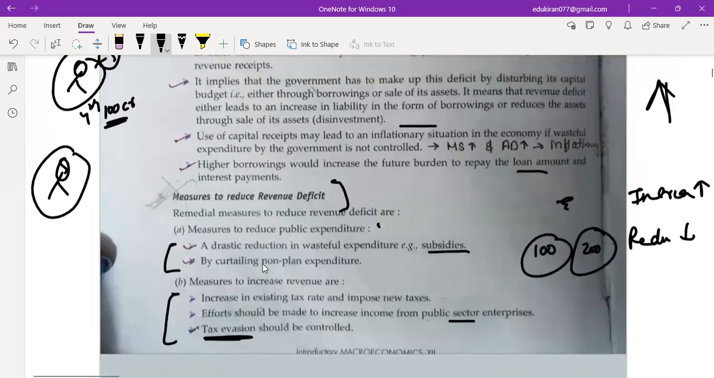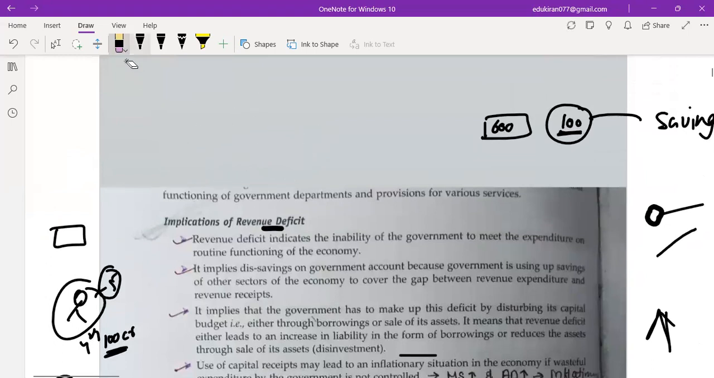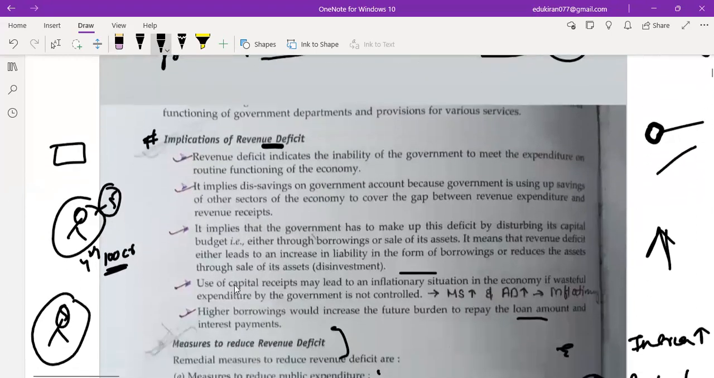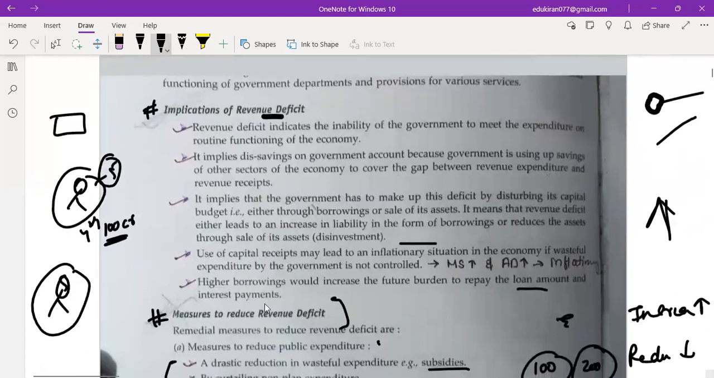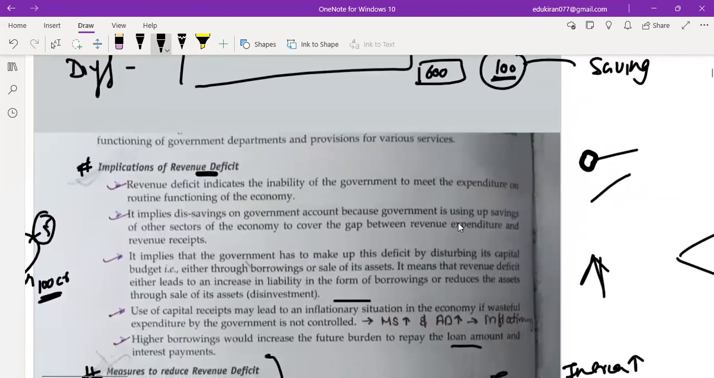So now the first thing you have to do is write revenue deficit, and you will write it is a difference between them according to the formula. And then you will write implications of revenue deficit, then measures to reduce it. The whole implication, because implication directly comes for 4 marks. If it comes for 3 marks, you can write any three. But if it comes for 4 marks, you have to write at least 4 to 5 points.